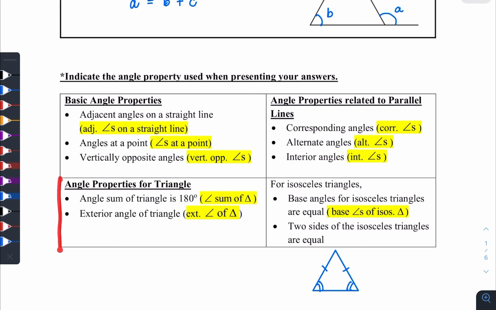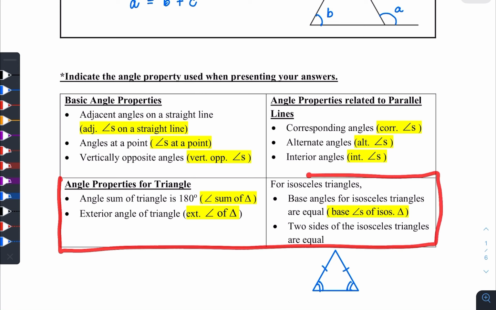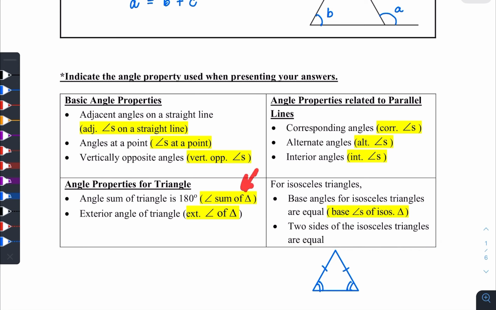And in this portion, in chapter 11.1, we settled for angle properties for triangles: the angle sum of a triangle and the exterior angle of a triangle. And for isosceles triangles, we can write down isosceles triangle at least, or we can write down base angles of isosceles triangles. So that's all for the lesson on triangles.